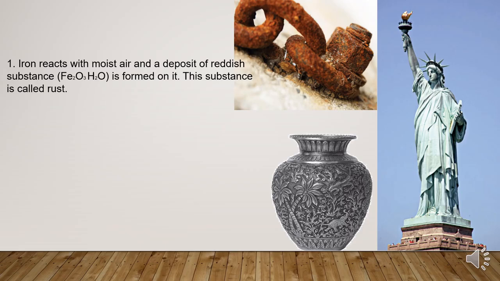Iron reacts with moist air. Moist air means there is water in our air. You must have seen, or you know the meaning of moist, right? So when there is moisture in the air, the iron reacts with that moist air and a deposit of reddish substance is formed on it. This substance is called rust.